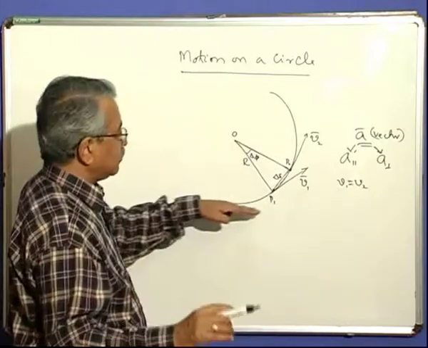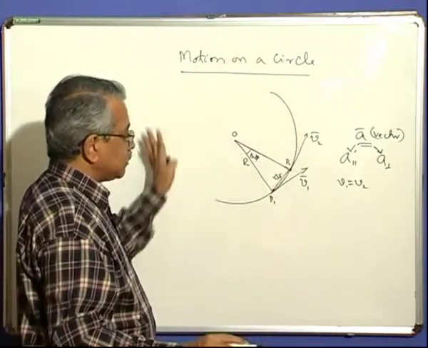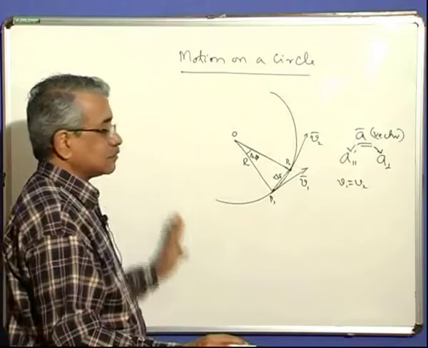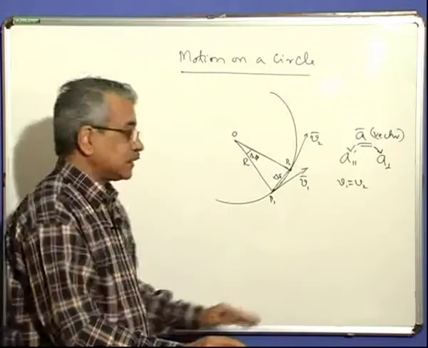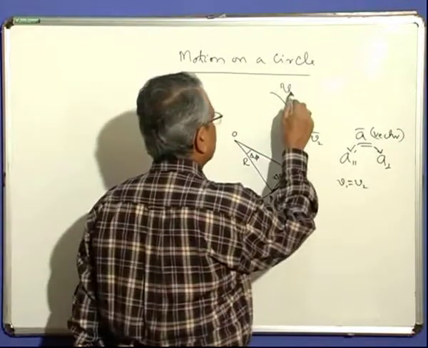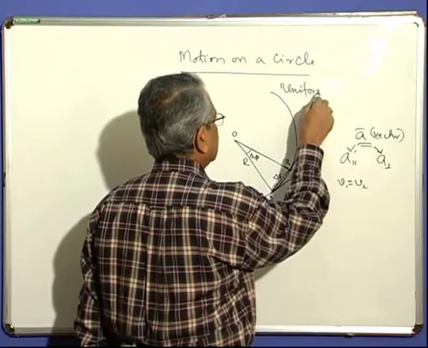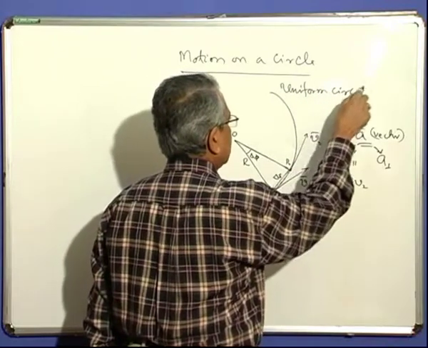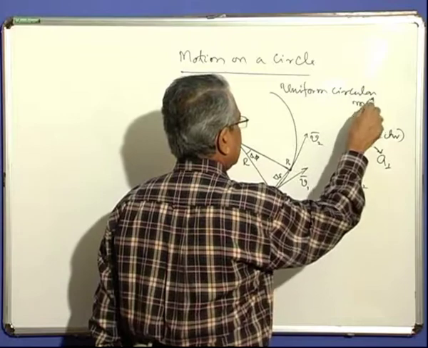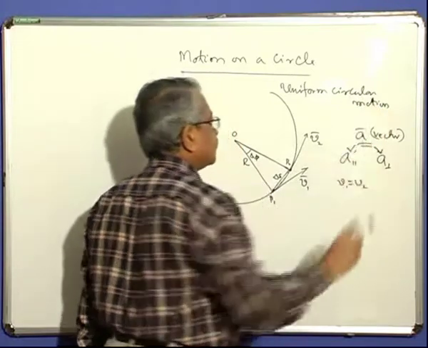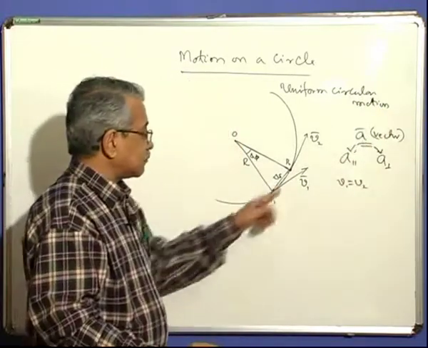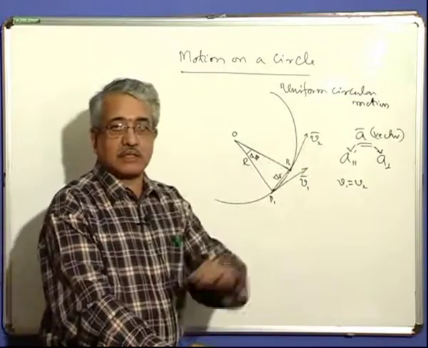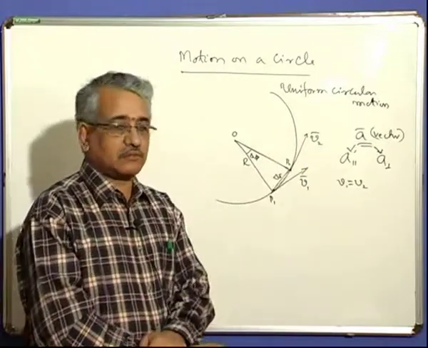That means the body is moving with constant speed along the circumference of a circle. Such a thing is what is known as uniform circular motion. Uniform circular motion means it is having a constant speed on the path. Direction must be changing, of course, because it is on the circular path.